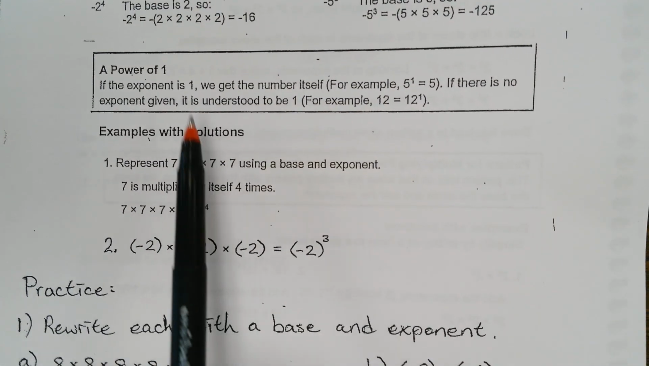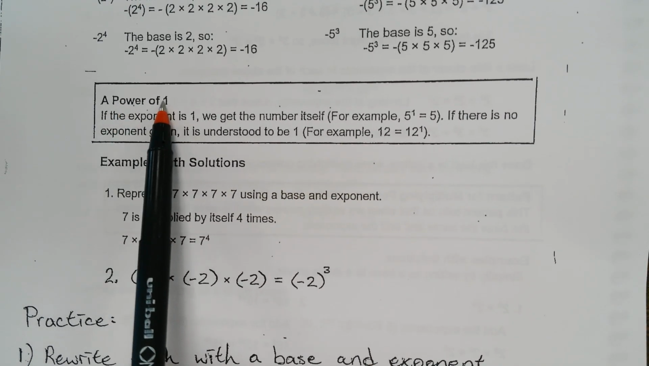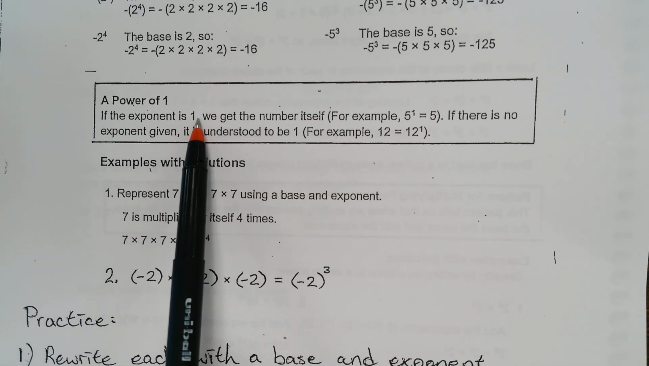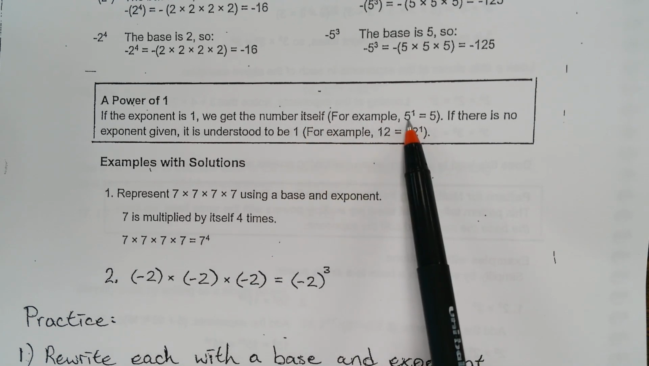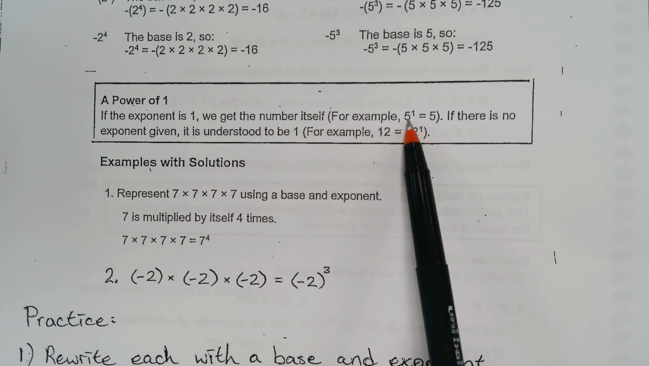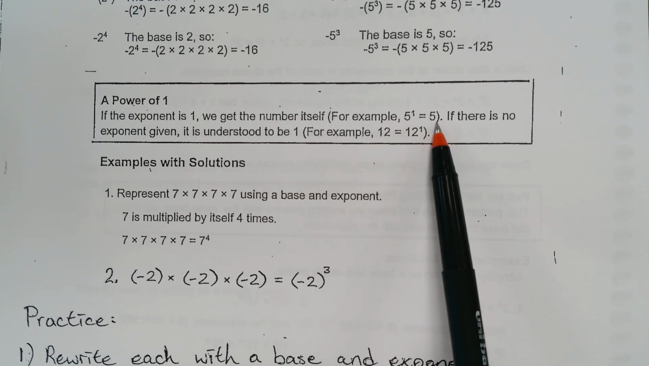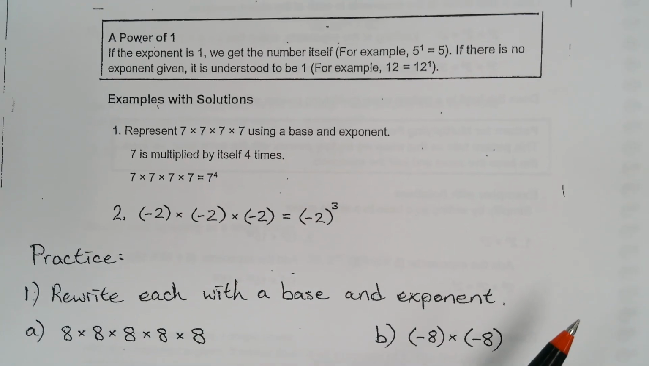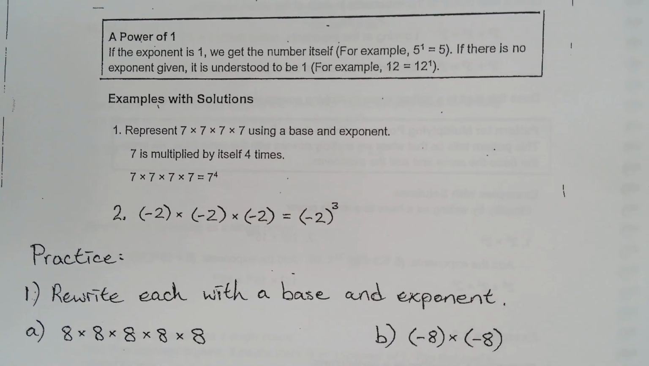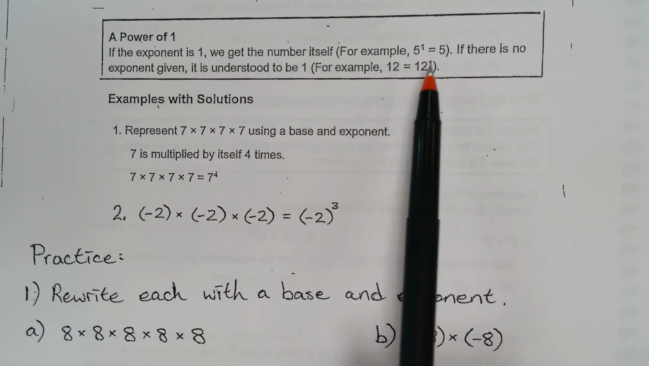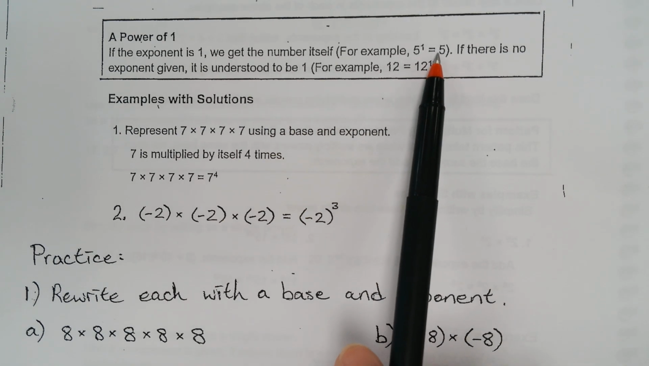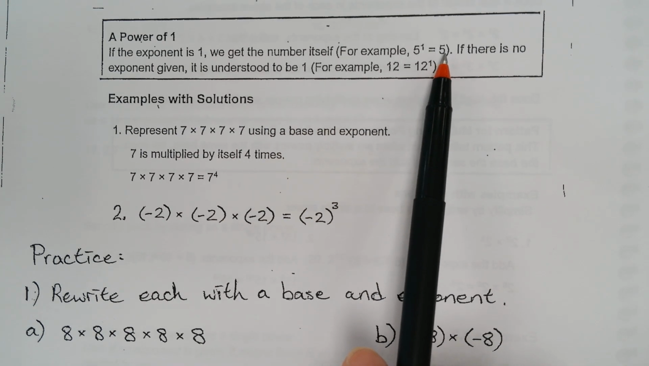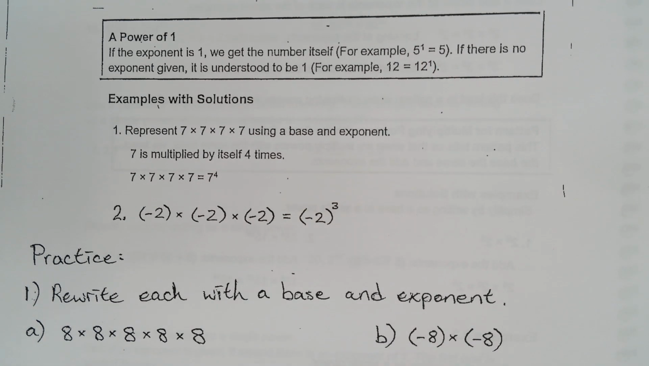Okay, so this is very important. A power of 1. If the exponent is 1, we get the number itself. For example, 5 actually has an exponent, and that exponent is 1. So 5 to the power of 1 is just 5. Okay, so on the test, I might ask in a multiple choice question, what is the exponent for the number 5? And your answer would be 1, right? It's not 0. 0, we'll get to that later on in this chapter.